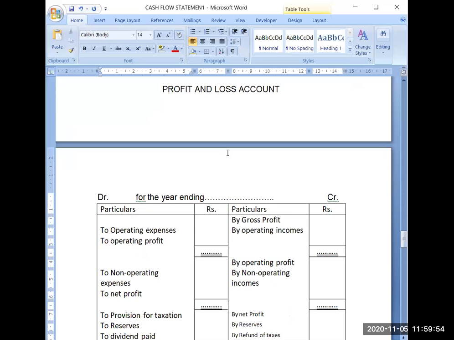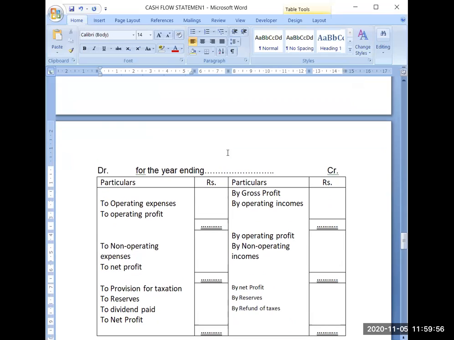If I move from the top in the profit and loss account, you can see we always write gross profit here. Then there are two types of expenses, operating expenses as well as non-operating expenses. We will discuss in detail what are operating expenses and what are non-operating expenses in the coming time. So if I add both types of incomes, operating incomes and non-operating incomes, and if I subtract operating expenses as well as non-operating expenses, both are type of your indirect expenses, you will get a net profit. This is your net profit before tax, dividend and reserve.